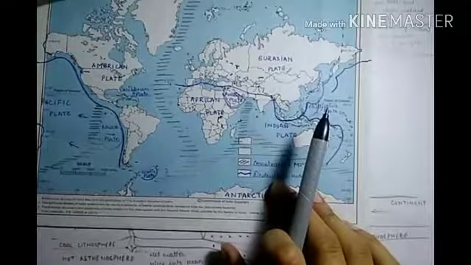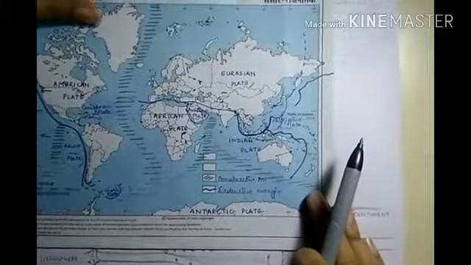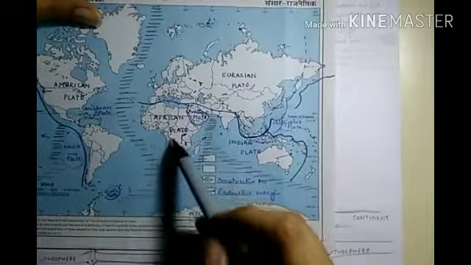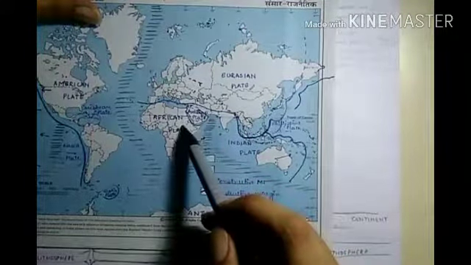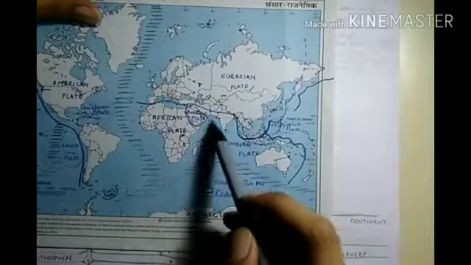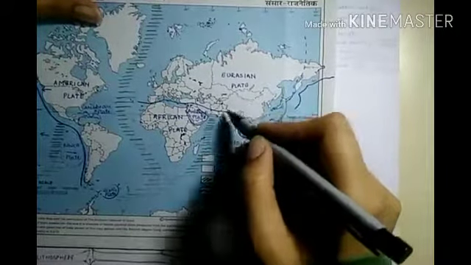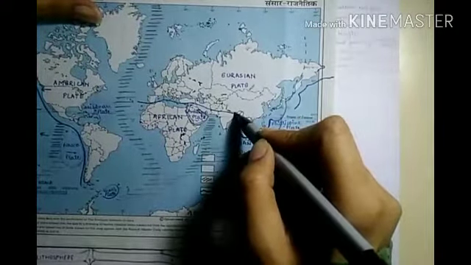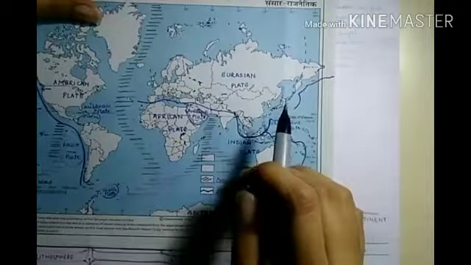Lastly, we have continent-continent collision. Here we have the African plate, and this African plate collides with the Eurasian plate. Because of this collision, the Himalayas are formed. So this is the example of continent-continent collision.